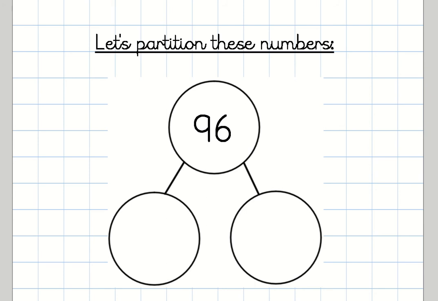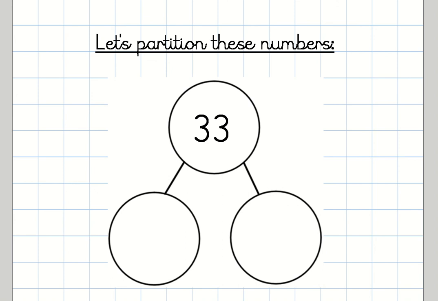So the first thing I want to think about is how we partition numbers. And the easiest way to partition them is into their tens and ones. So we're going to do that first. So we've got 96. And if we were partitioning 96 into its tens and its ones, we'd partition into 90 and into 6, because we know that 90 plus 6 equals 96.